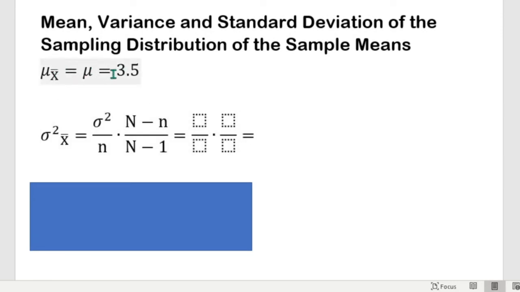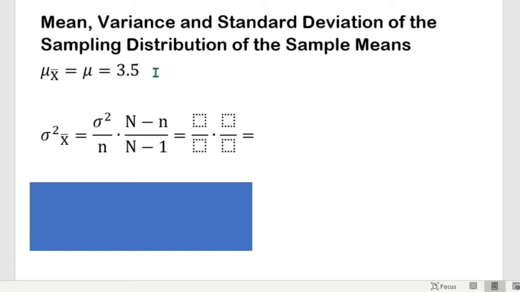Now, let us have the formula. The mean of the sampling distribution of the sample means is equal to the population mean. That is one of the properties of the sampling distribution of the sample means. Always remember that the mean of the sampling distribution of the sample means is equal to the population mean. We have already calculated the population mean, which is 3.5. Thus, the value of the mean of the sampling distribution of the sample means in our problem is also 3.5.